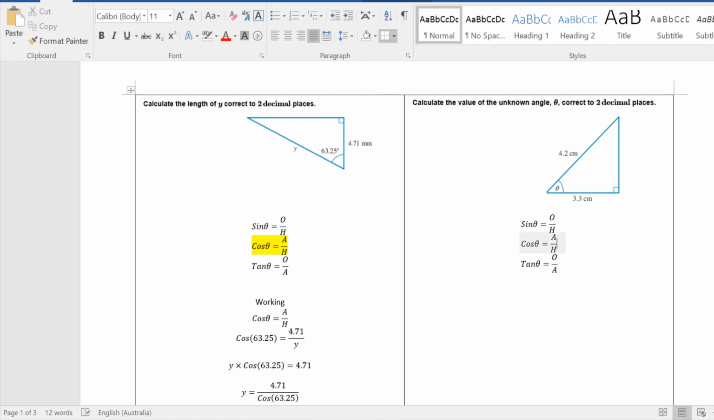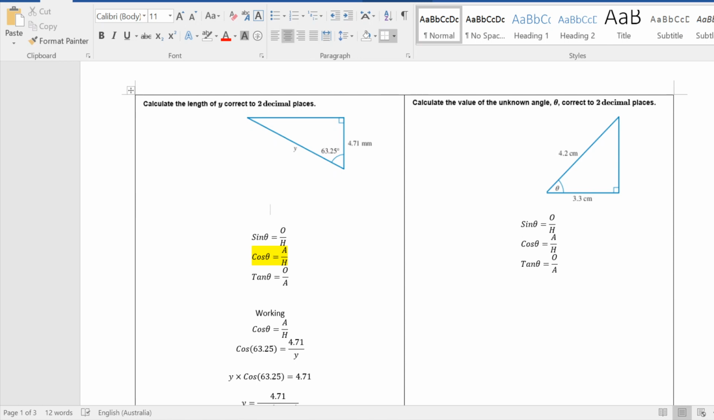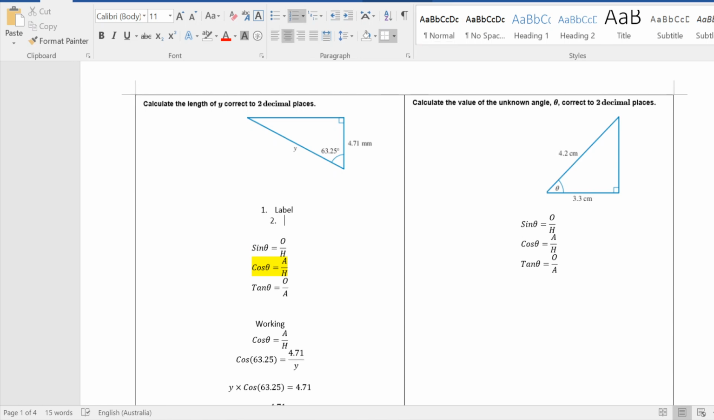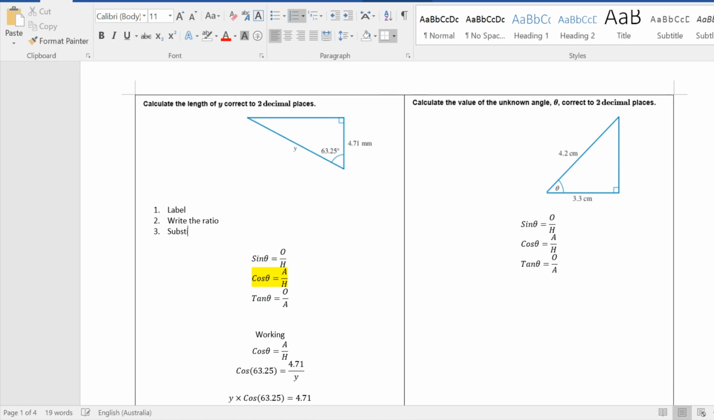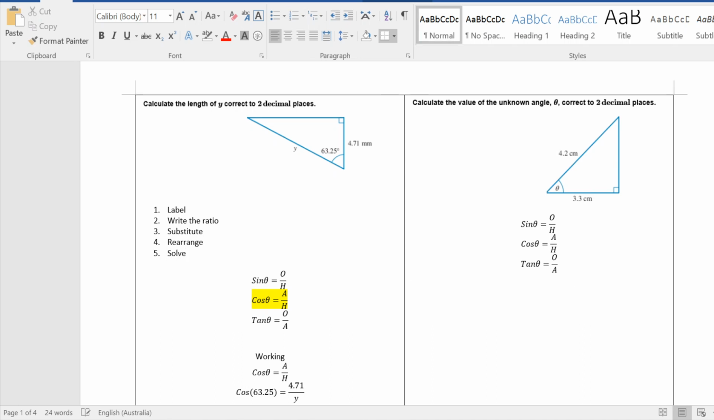But anyway, as I said, for those who weren't sure of the 5 steps, I'm just going to write them over here. Step 1 is to label. Step 2, actually I'll left align these, probably easier. Step 1 is label. Step 2 is to write the ratio. Step 3 is to substitute. Step 4, rearrange. Step 5, solve. That is your 5-step approach to solving any right-angle trig problem.